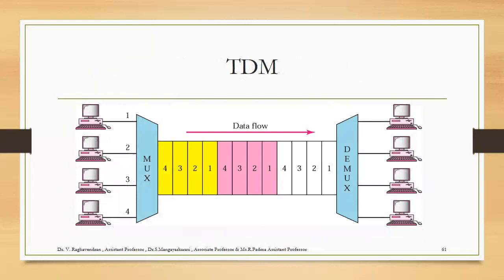So this is an example of time division multiplexing. Here I am going to use 4 devices as sources. Another 4 devices are considered as destinations. The data flows from left to right, that means from source to receiver side. Again, on the sender side I use a multiplexer, so all 4 inputs are combined. The inputs are represented as 1, 2, 3 and 4. Based on time intervals, they are transmitted to the receiver side.